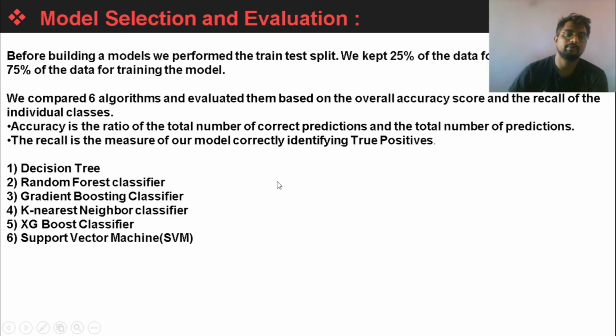So the next part is model selection and evaluation. Before building a model, we performed the train test split. We kept 25% of the data for the test and the remaining 75% for training the model. We compared 6 algorithms and evaluated them based on the overall accuracy score and the recall of individual classes. Accuracy is the ratio of the total number of correct predictions to the total number of predictions. Recall is the measure of the model correctly identifying the true positives.